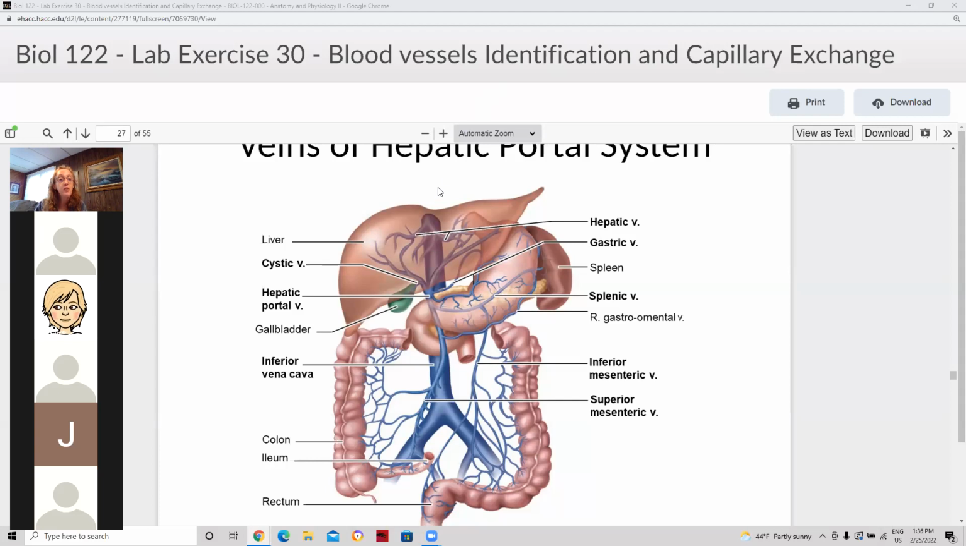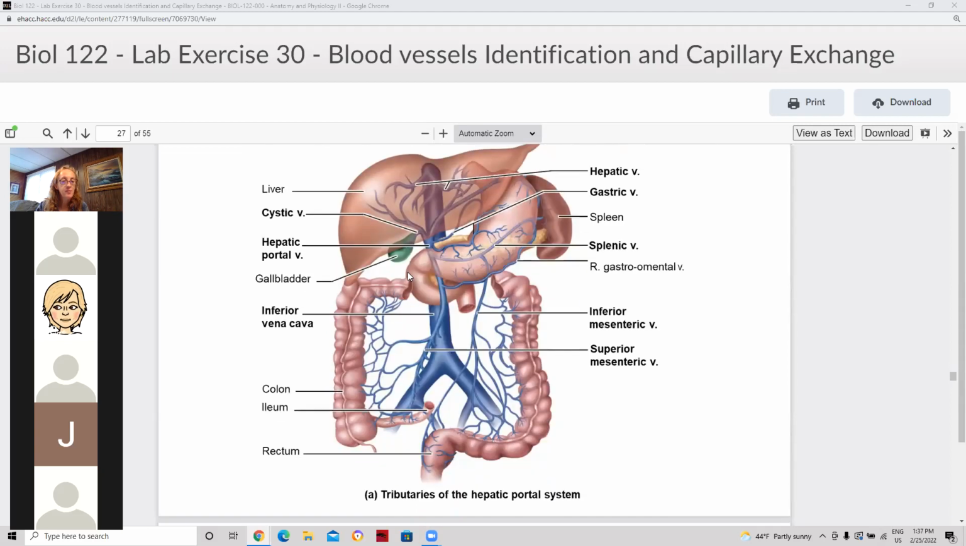So like we had before, we have a lot of parallel veins and arteries. Abby, you can't be right there. Superior mesenteric vein, inferior mesenteric vein. The splenic vein, gastric vein. They're all going to merge into the hepatic portal vein, which is going to drain into the liver. Questions?